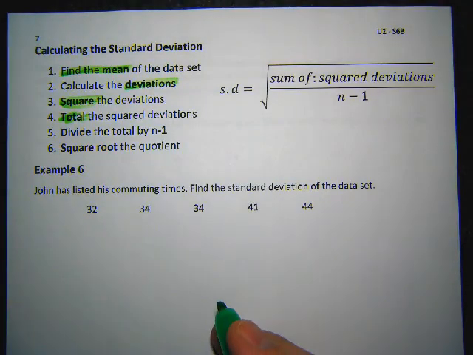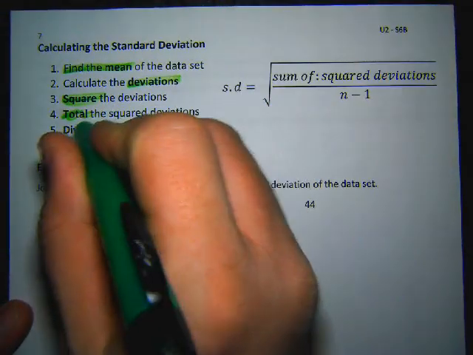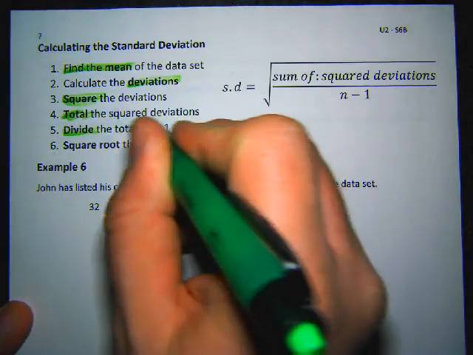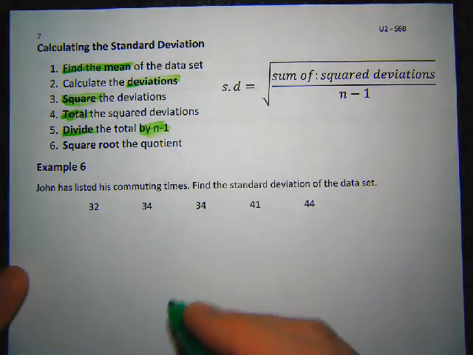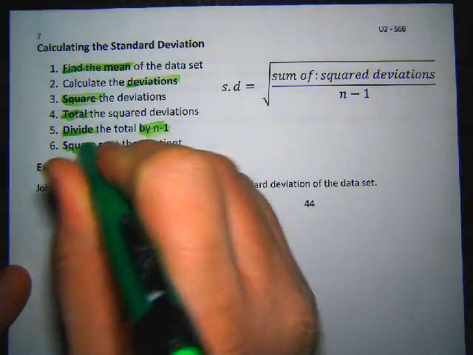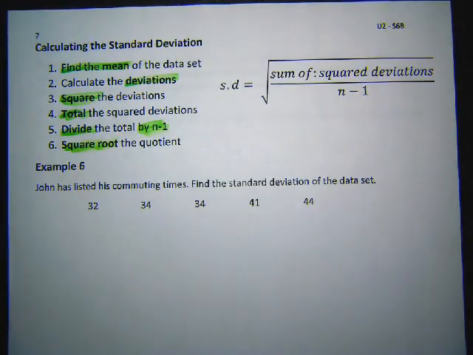And then once you have that total, divide it by n minus 1. So divide by n minus 1. And then the last step is always to square root. So you have to square root that quotient, which is the answer to the division problem. Square root that at the end.